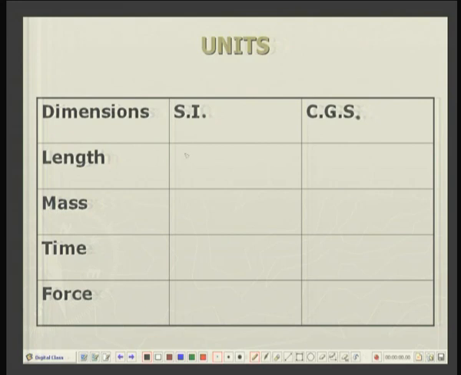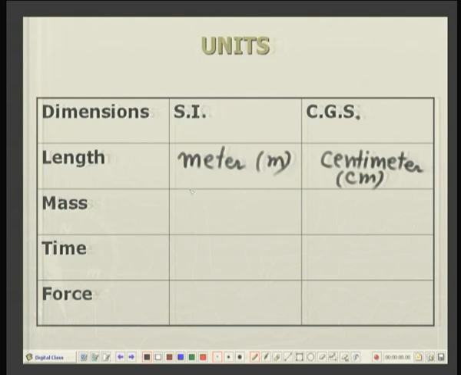In SI units, length is measured in meter, and it is generally written as m. In CGS units, it is written as centimeter, and it is abbreviated as cm. Mass in SI units is designated as kilogram or kg, and in the CGS units it is gram or gm.